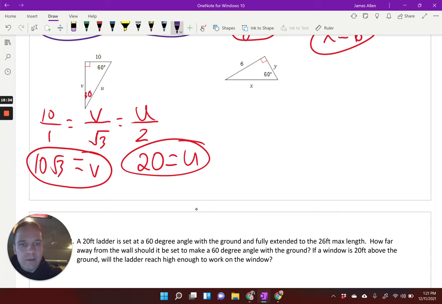Another 30, 60, 90. We must love these. 1, root 3, 2.